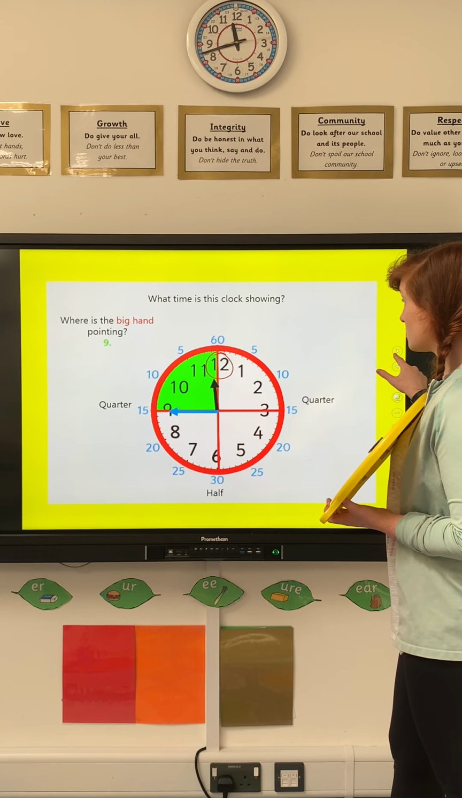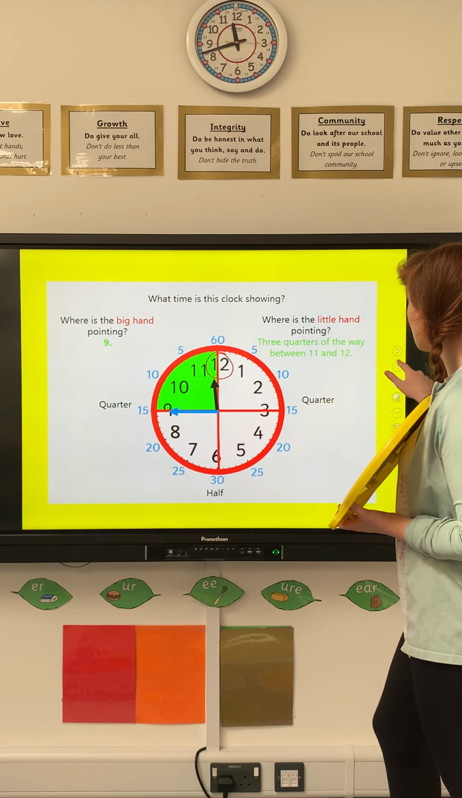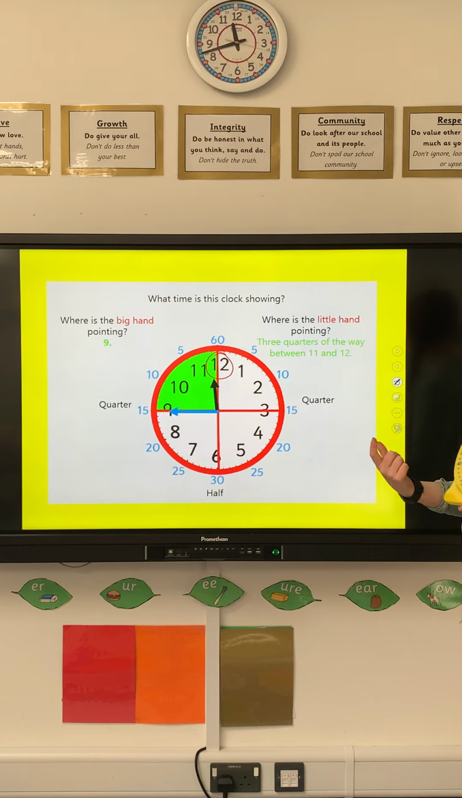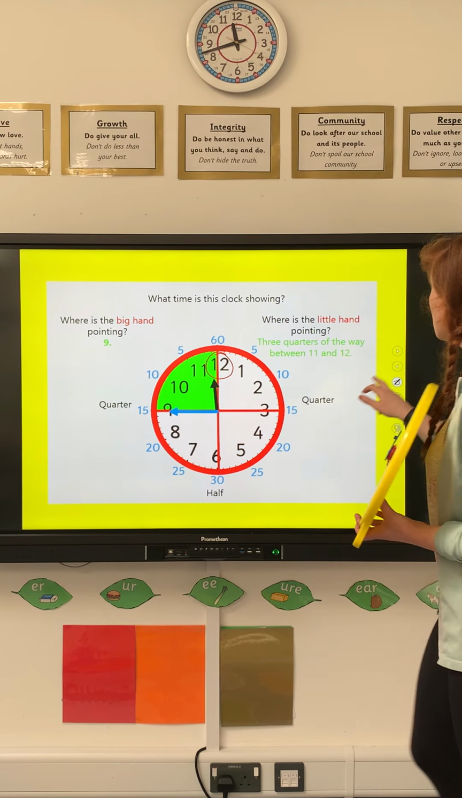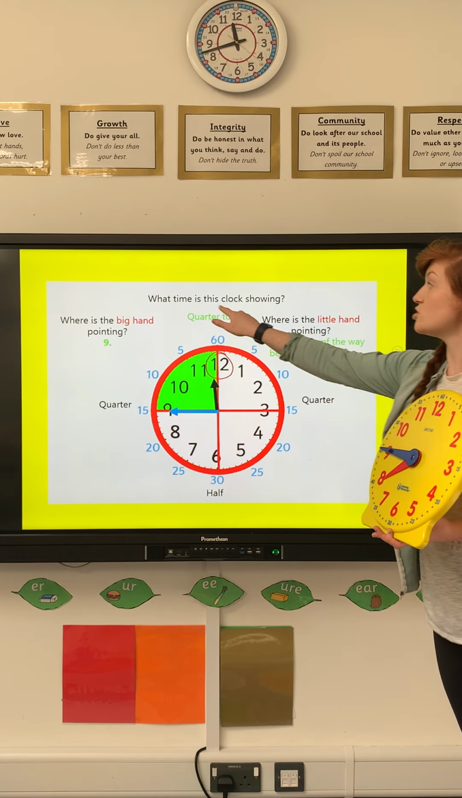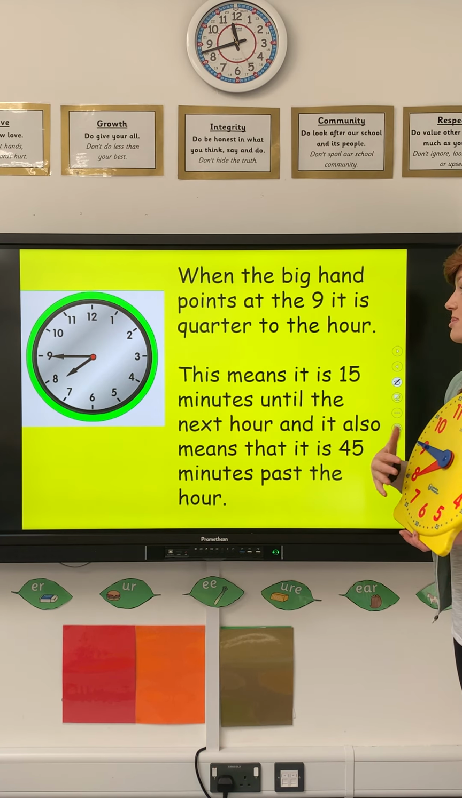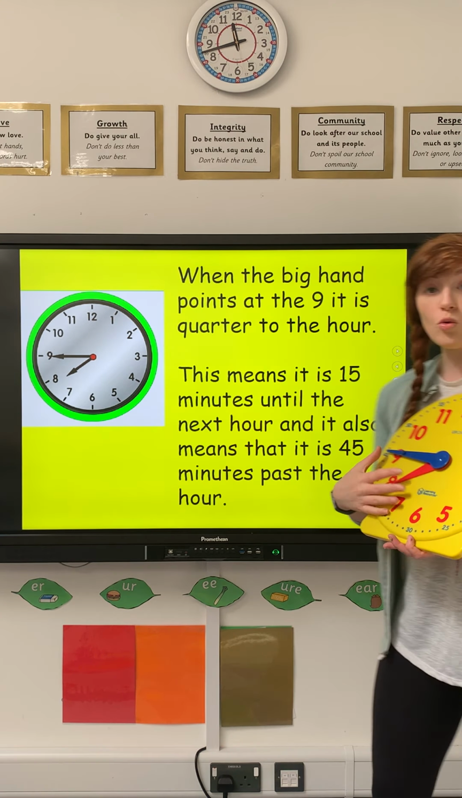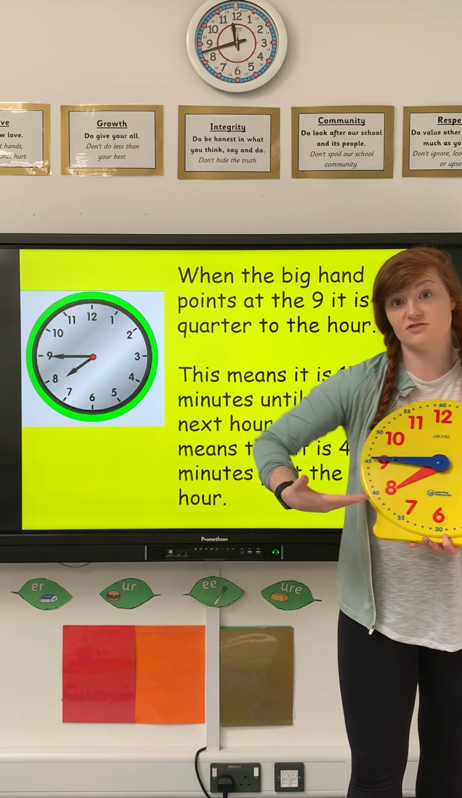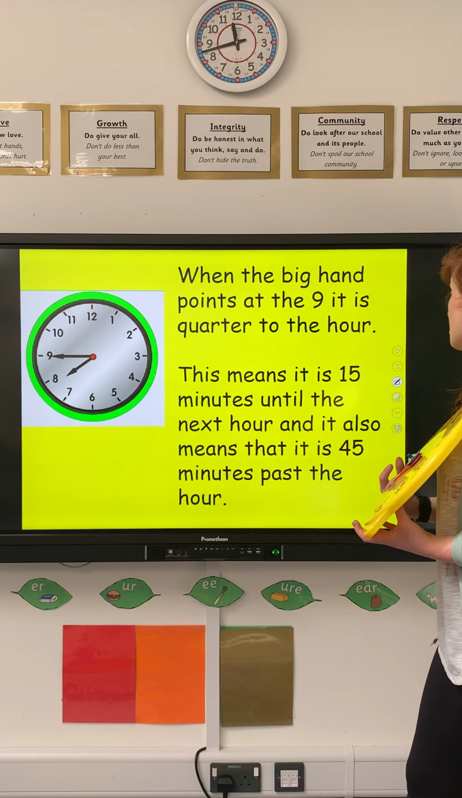So I know that it would be quarter to 12. The big hand's pointing at the 9. The little hand is 3/4 of the way past the 11. So it would be quarter to 12, just like that. So we know when the big hand is pointing at the 9, it's a quarter to the next hour. It's 15 minutes until the next hour.